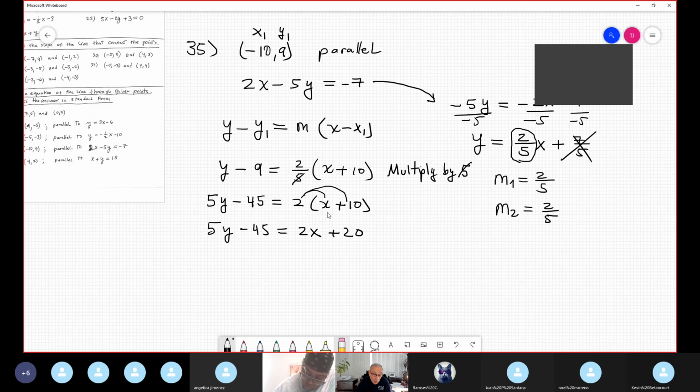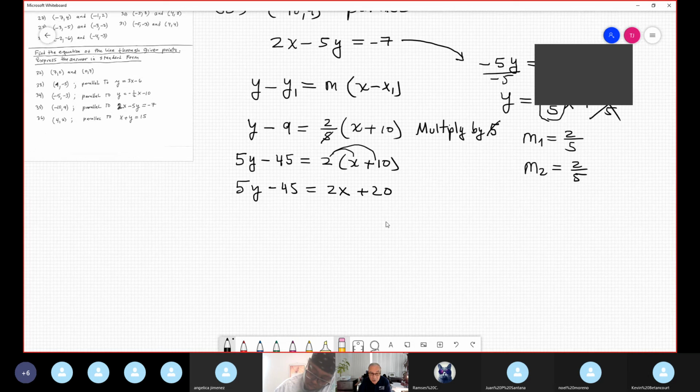If you want standard form, okay, no problem, I understand. You move the variable to the left, put in alphabetic order, it's minus 2x plus 5y is equal to 20, stay here on the right, plus 45. Minus 2x plus 5y equal 65.